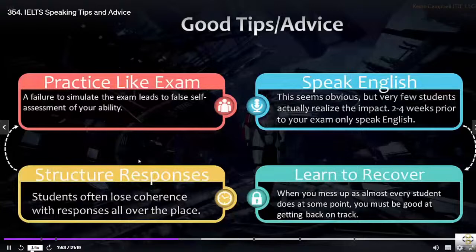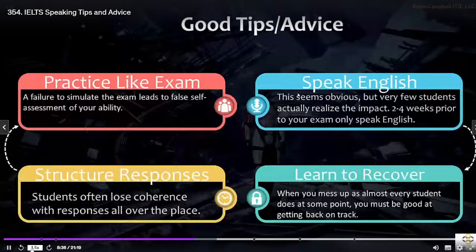This next one, in terms of speaking English, let me be clear about what I'm talking about. If your exam is coming up in 2 to 3 weeks, what you really need to do is just speak English all the way up to the date of your exam, when it's possible. Now, of course, if you have people in your family that don't speak English, you're not going to be able to really do that. But the more that you're speaking English, the better your fluency is going to be, and also your pronunciation. So speak English.